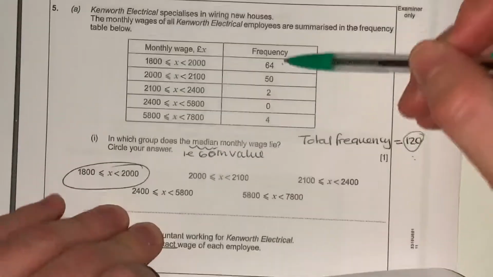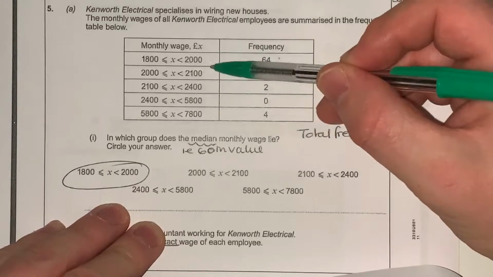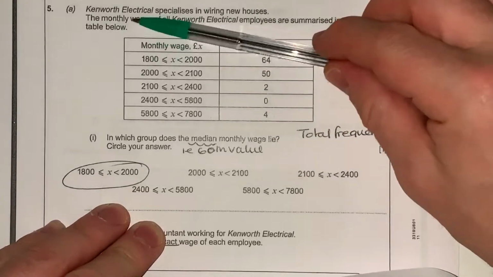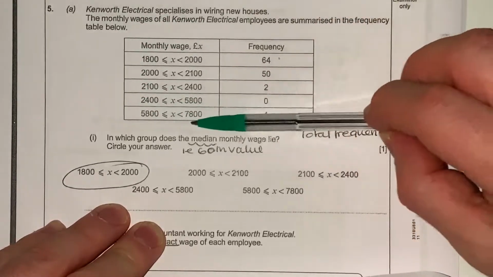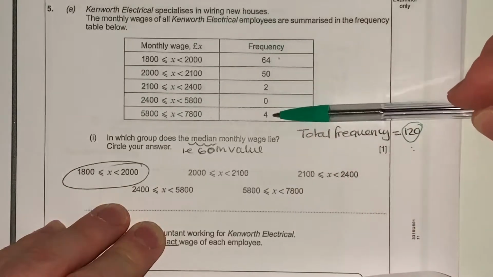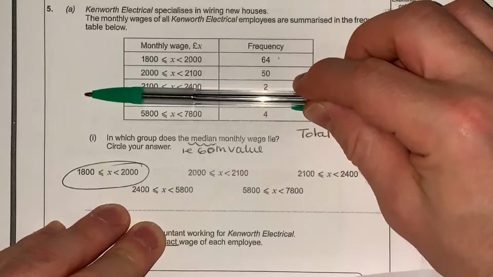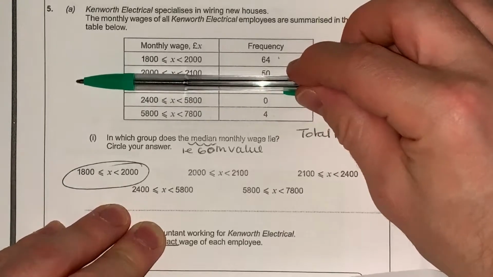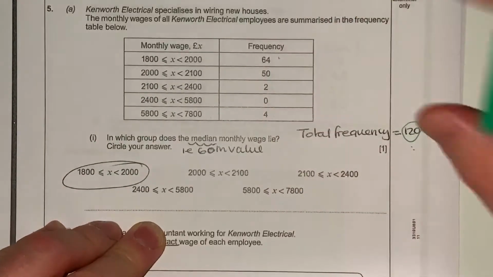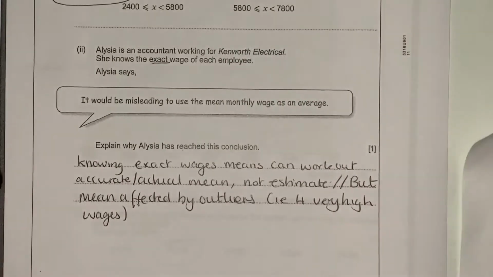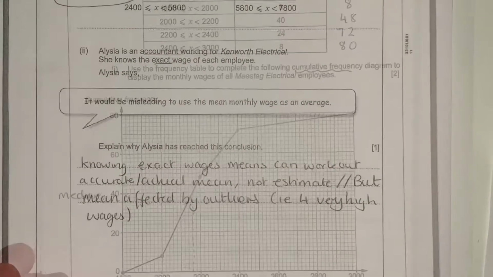So if we reword that really simply, the reason it could be misleading is that the majority of the wages are all in these two groups, and then the second it jumps up to more than double the monthly wage, only 4 people earn it. If you ignored those 4 people, or even those 6 out of the 120, the rest of them are all pretty much the same average wage. So the 4 outliers make it misleading.